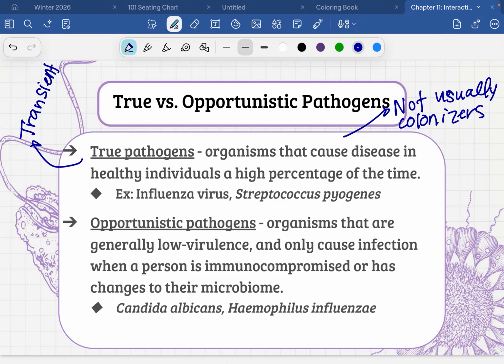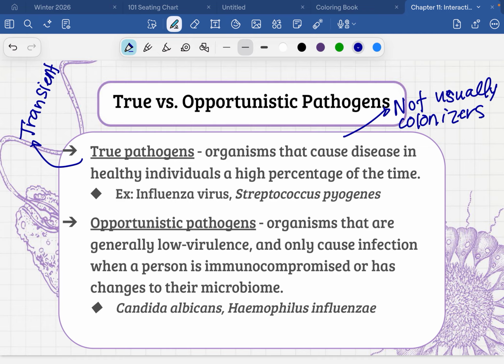Okay. People are not typically colonized with the influenza virus, typically. There's always going to be, one of my favorite things to say is that bacteria don't read textbooks, okay? Not everything is going to be something 100% of the time, right? But our other type of pathogen are what we call opportunistic pathogens. And these are organisms that are generally low virulence. We're going to talk more about that term in a minute, but meaning that they don't typically cause infection.